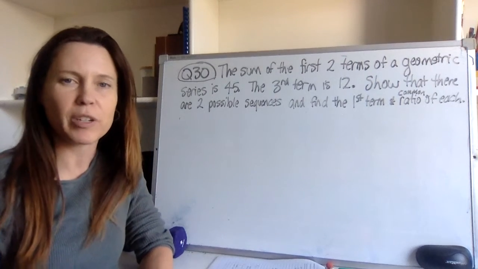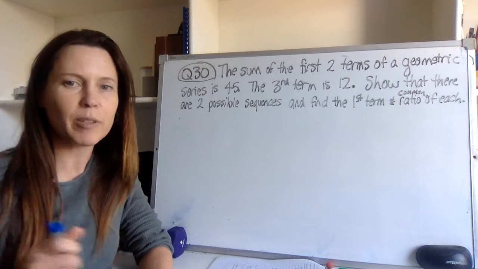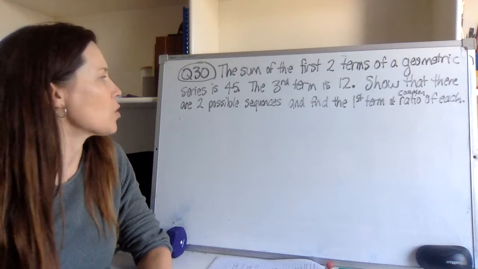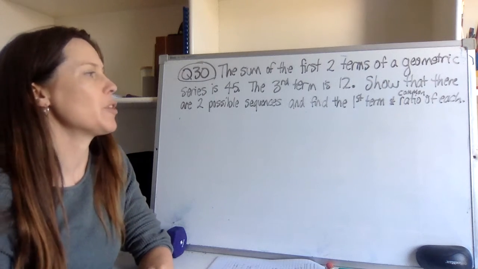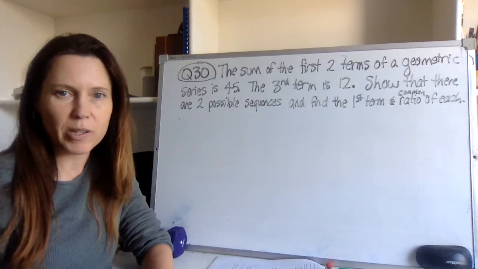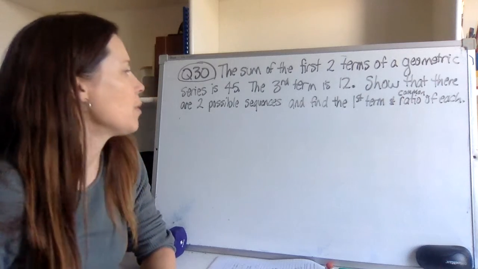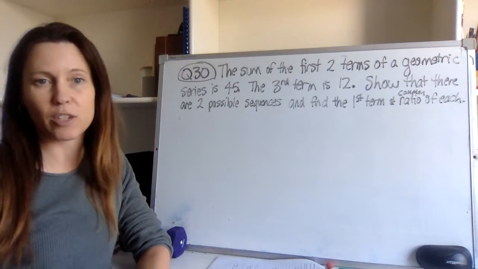In question 30, we've got a geometric series. Now we've got a couple of clues. The sum of the first two terms is 45 and the third term is 12. Show that there are two possible sequences and find the common ratio and the first term for each one.